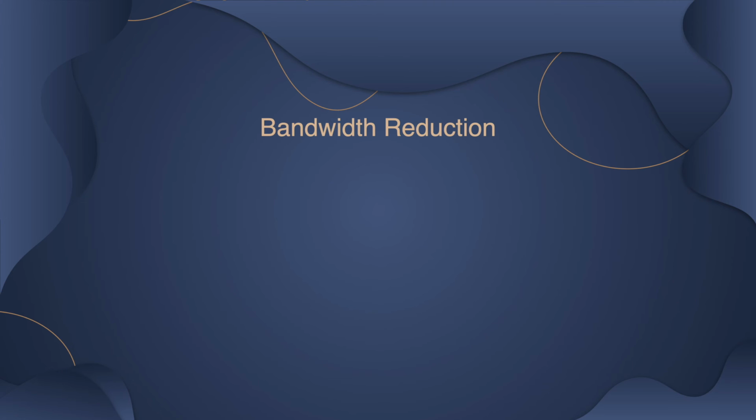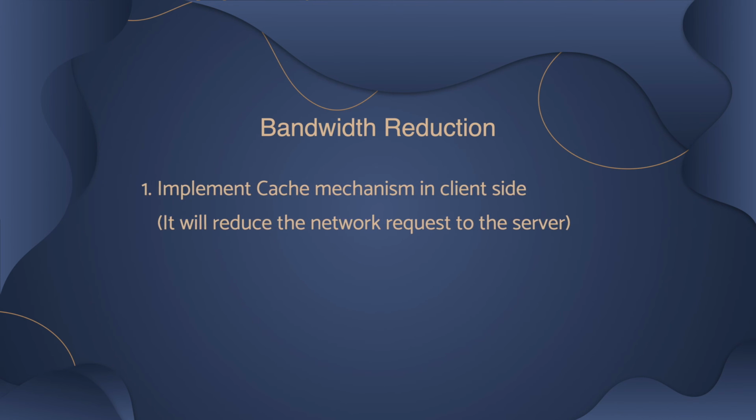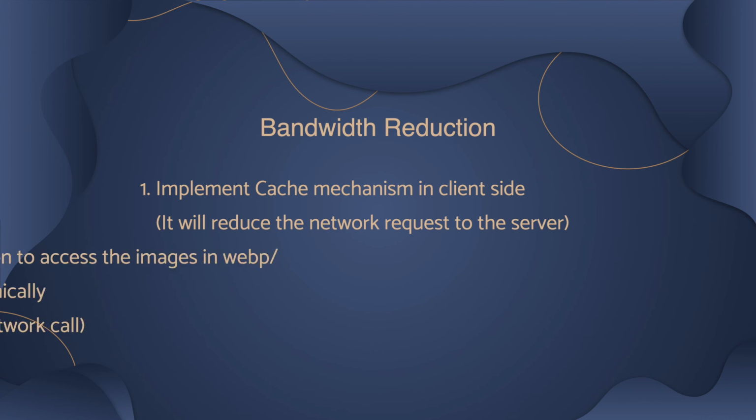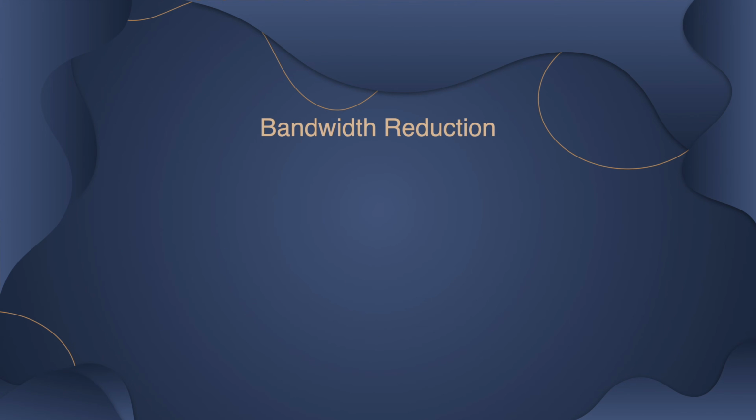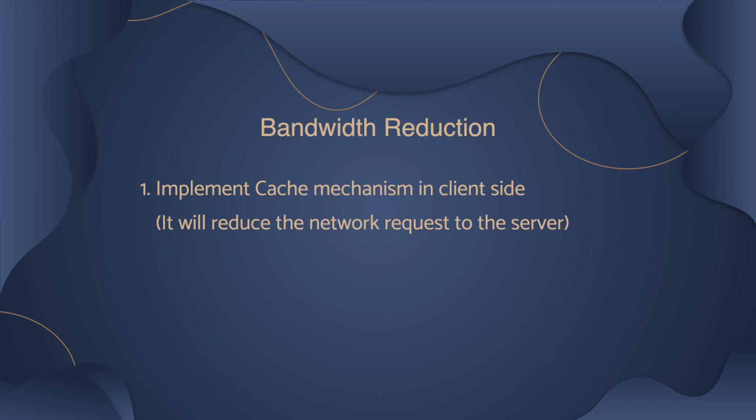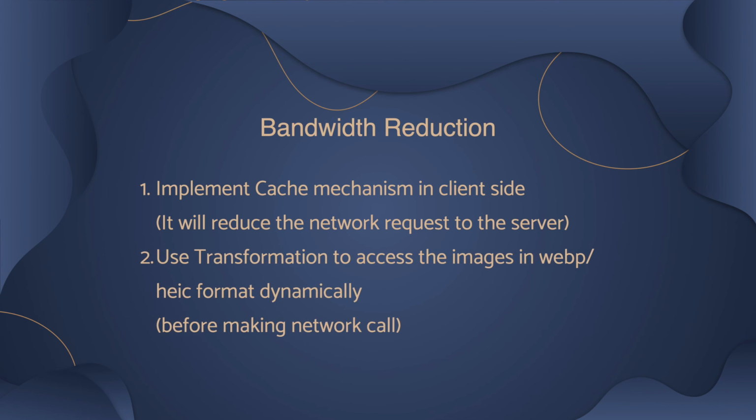Now, how can we reduce the bandwidth? Implement a cache mechanism on the client side. Obviously, there will be a cache mechanism on the server, but implementing a cache mechanism on the client side will reduce the network requests to the server. Use transformation to access images in WebP or HEIC format dynamically, which means the transformation will be used on the client side. So both of these changes need to be done on the client side. After transformation you will find that the image URL will look different. That means before making the network call we need to transform.